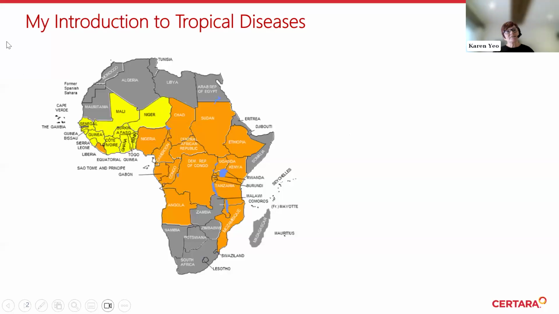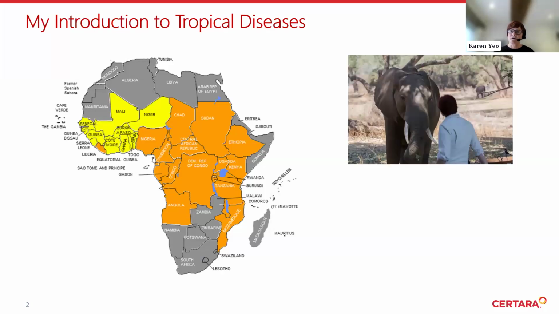So I spent most of my formative years growing up in Africa. I lived in Zambia, Liberia, the Democratic Republic of Congo, also Kenya and Tanzania, before finally settling in Zimbabwe, and then I went to university in South Africa.